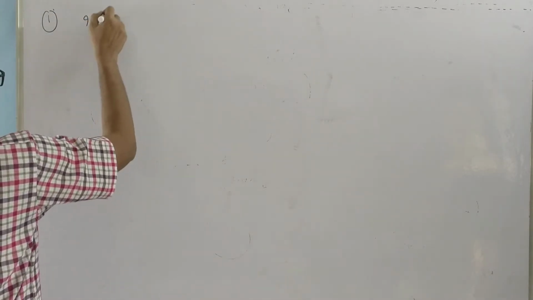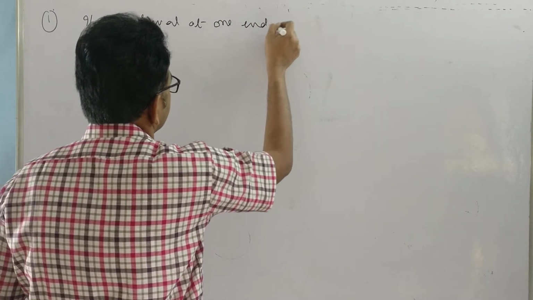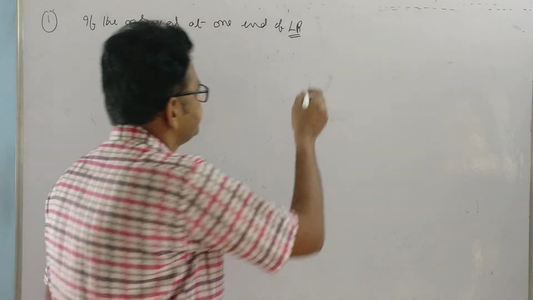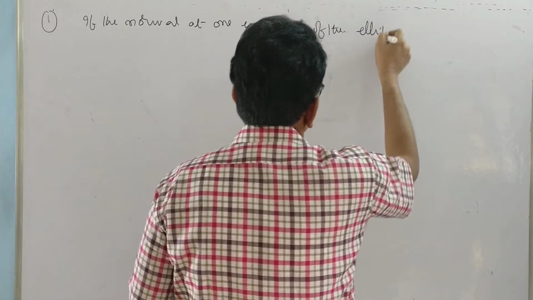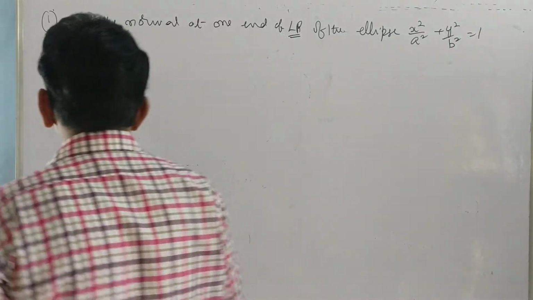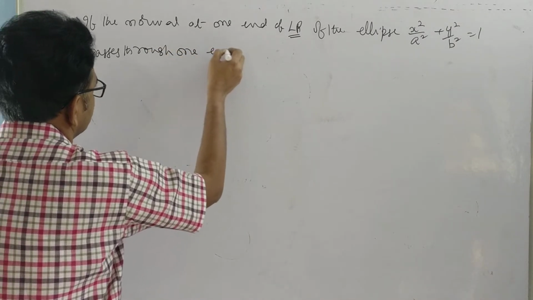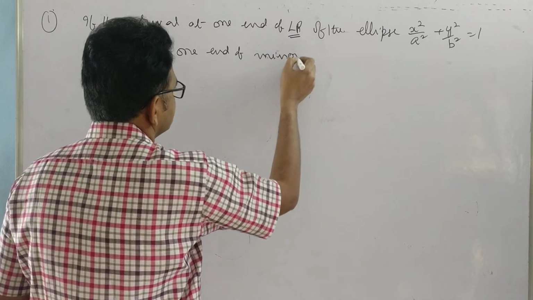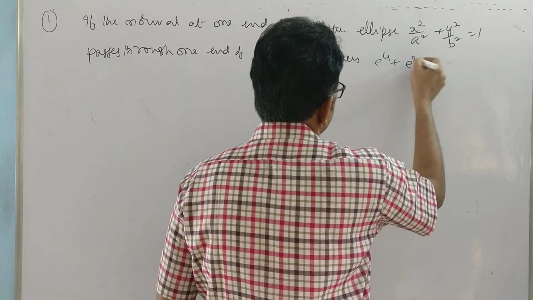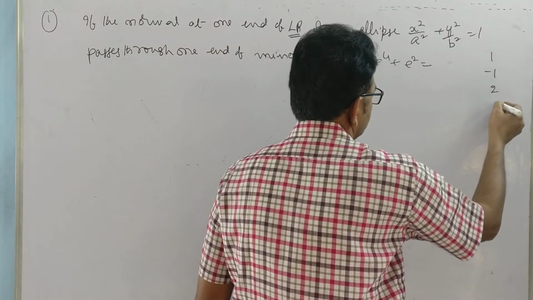If the normal at one end of the latus rectum of the ellipse x square by a square plus y square by b square equal to 1 passes through one end of the minor axis, then e power 4 plus e square is equal to? Options are given: 1, minus 1, 2, 0.